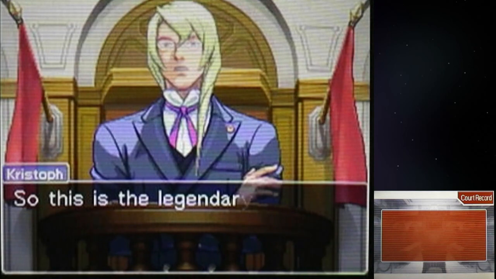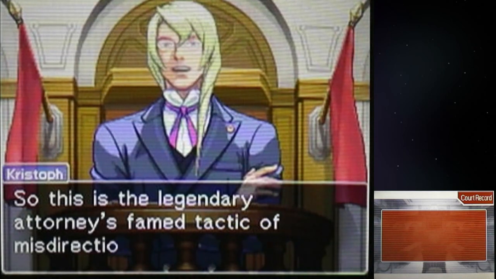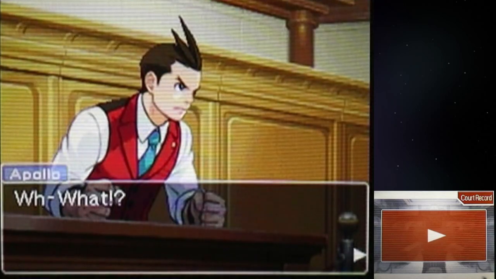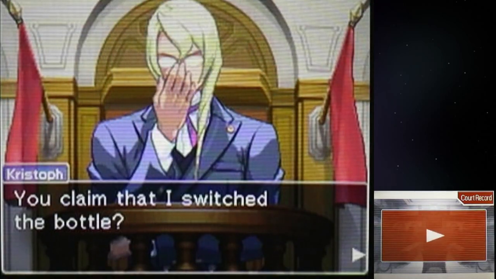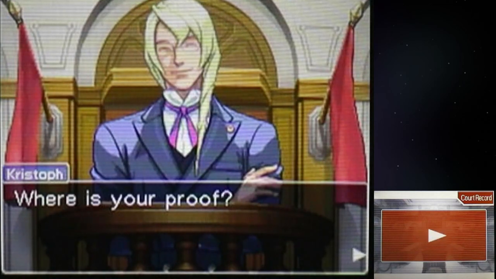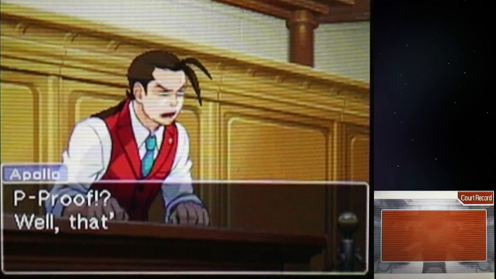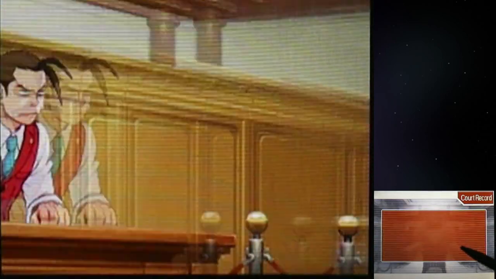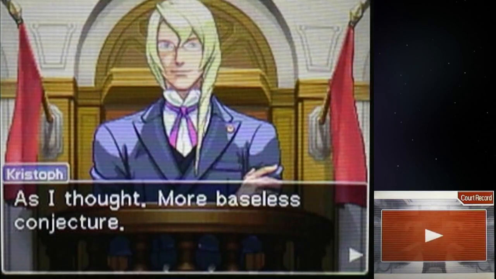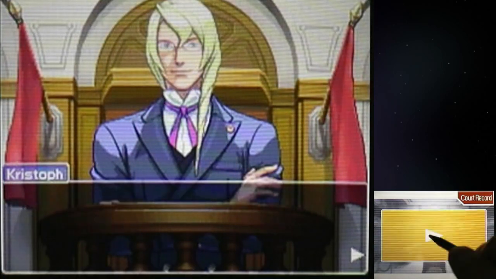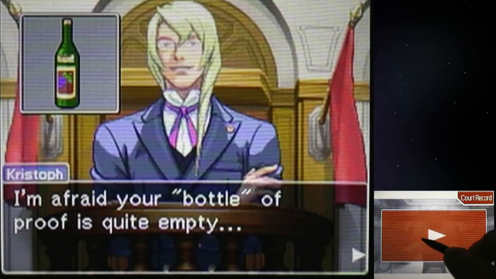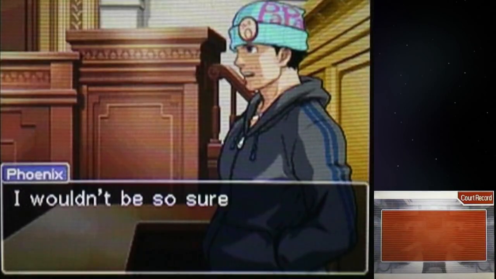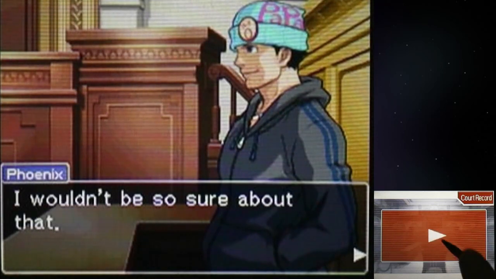Fascinating. So this is the legendary attorney's famed tactic of misdirection. What? You claim that I switched the bottle. Where is your proof? Proof? Well, that's... As I thought, more baseless conjecture. I'm afraid your bottle of proof is quite empty. No, it's not. I wouldn't be so sure about that.